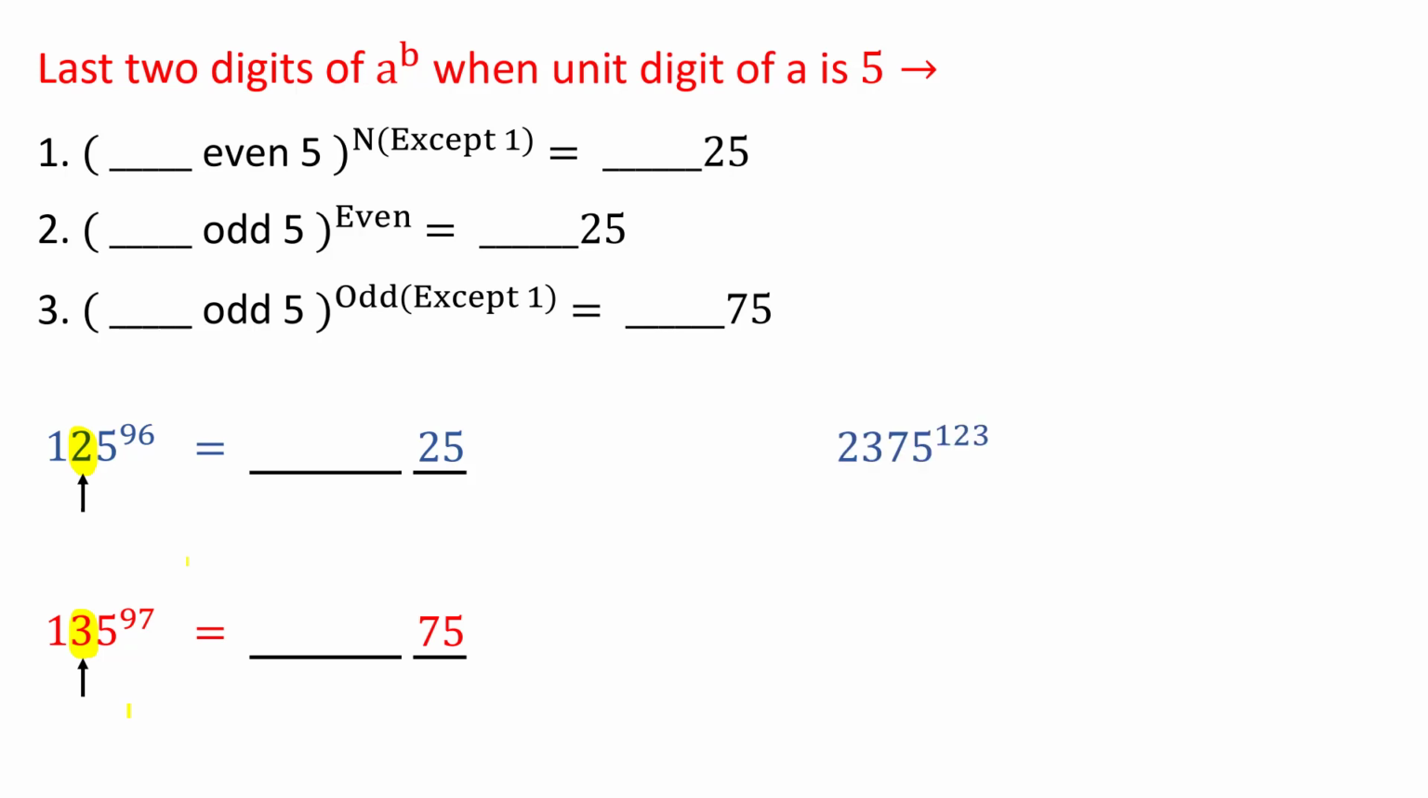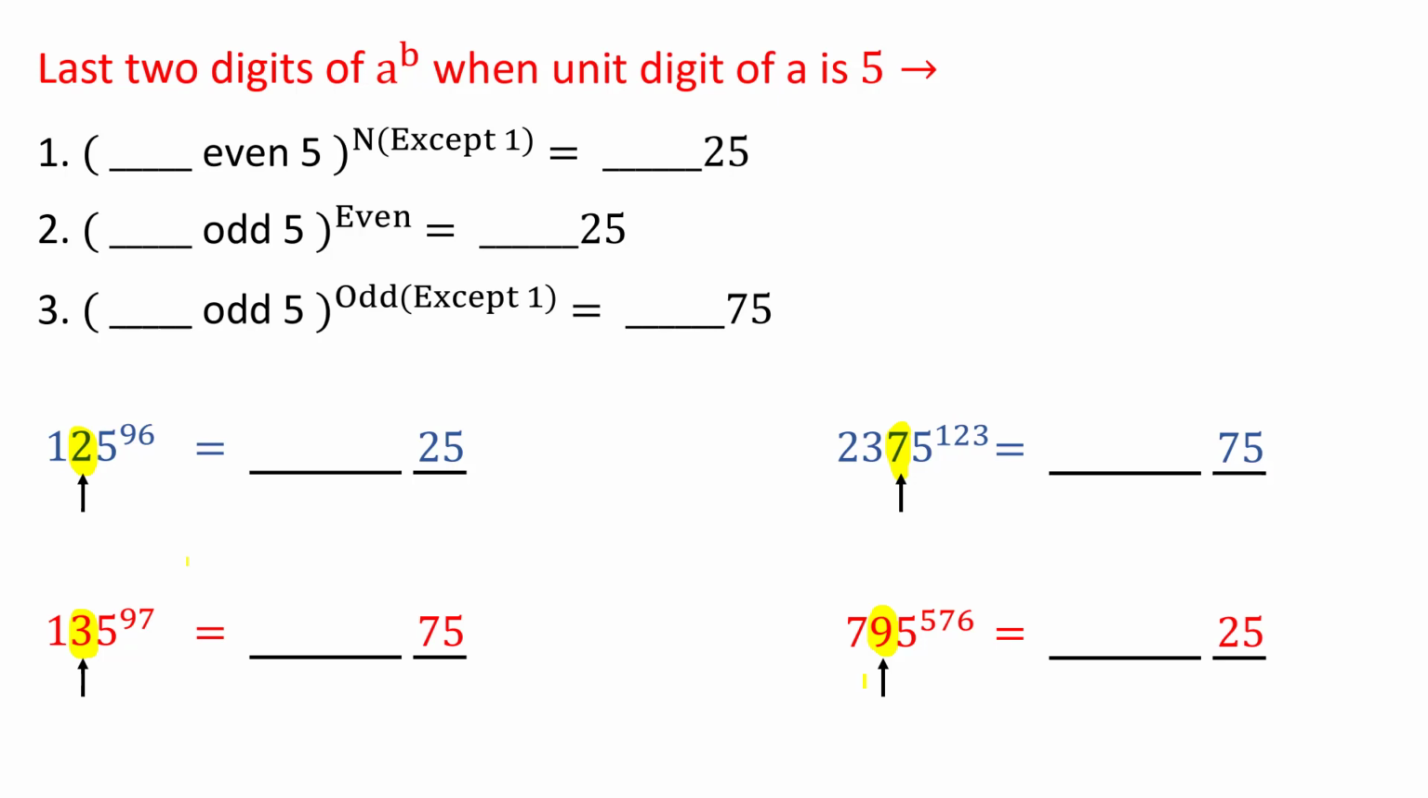Third example, 2375 to the power 123. Okay, over here unit digit is 5 and second last digit is odd, to the power odd number always ends with 75. Then 795 to the power 576. Over here unit digit is 5 and second last digit is odd, to the power even number always ends with 25. Okay everyone, like this.